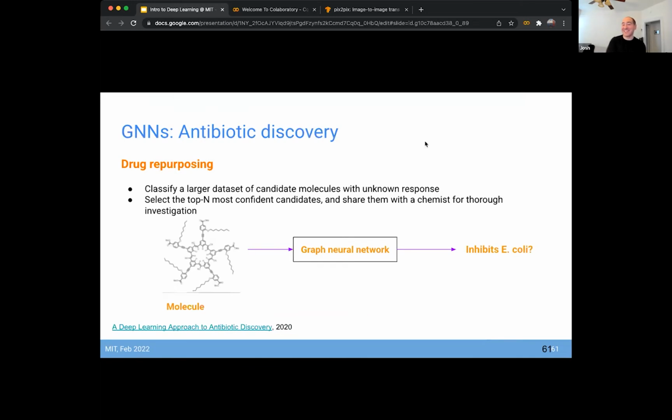There's yet another class of models called GNNs, or graph neural networks. By the way, this was also work, surprise, out of MIT, I believe MIT and Harvard. And you're trying to predict whether or not this molecule has antibacterial properties.